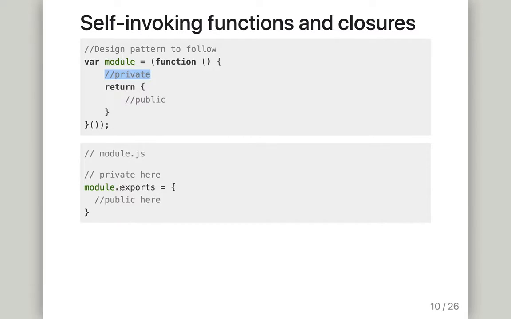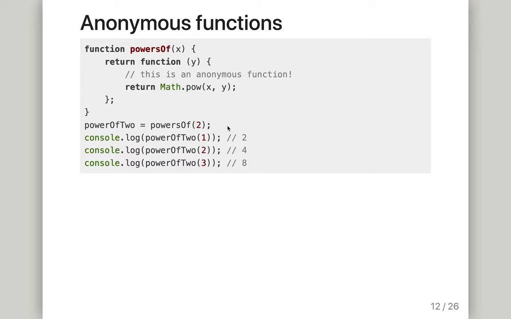Things will be public which you choose. Now let's see what an anonymous function is. An anonymous function is very simple: a function without a name. When you define a function, you usually have to give it a name, though there are multiple ways to create a function. This is a very simple function called power of, which returns a function that doesn't have any name. I can show you how it looks.